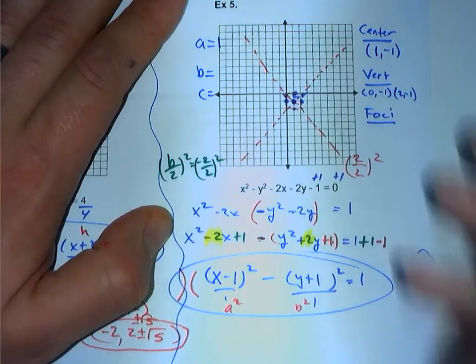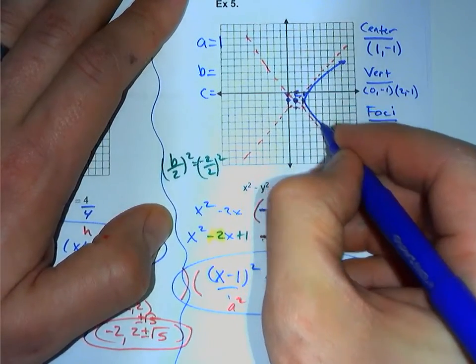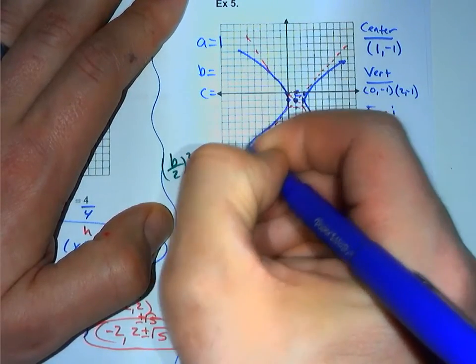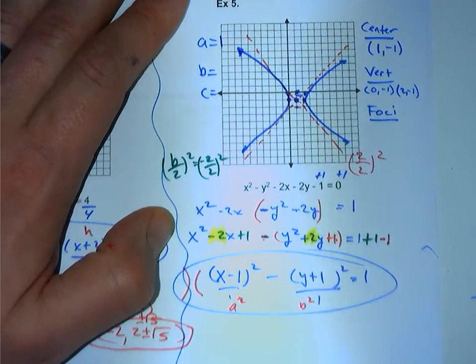Because the x's are first, the transverse axis is going side to side, which means my vertices, my center, and eventually my foci are going side to side. So this graph is going side to side.